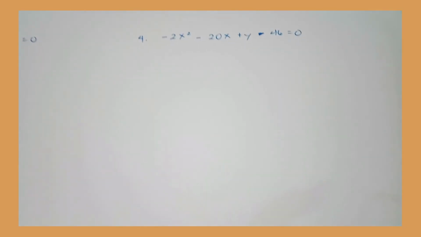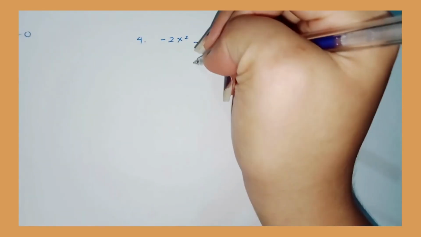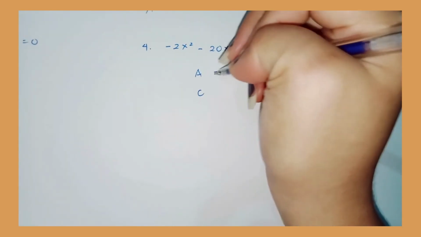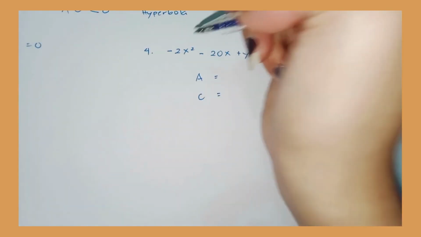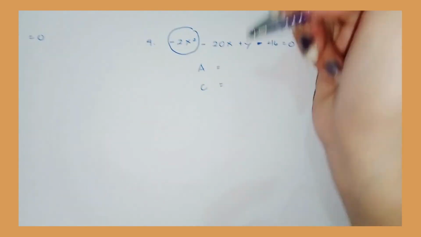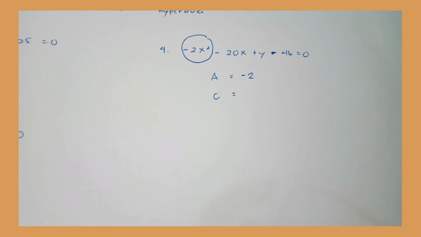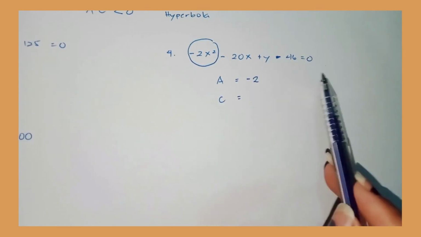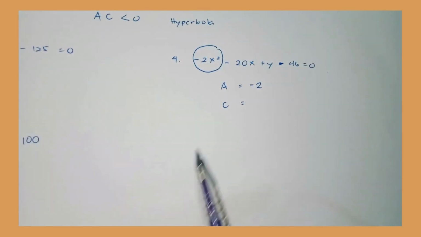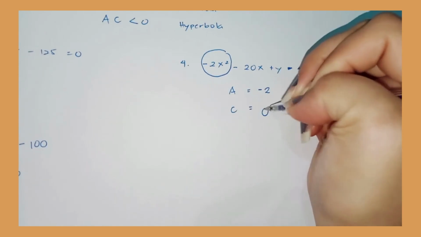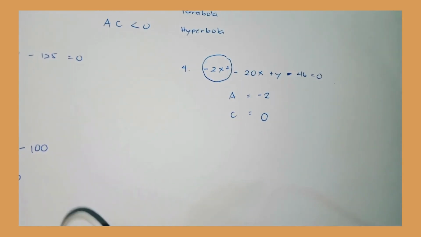Number 4, we have negative 2x squared, negative 20x plus y, negative 46 is equal to 0. Again, we need to determine the value of A and C. Ano yung A natin? A, yun yung kasama ni x squared, which is negative 2. Yung C naman natin, yun yung kasama ni y squared. Pero kung mapapansin ninyo, wala tayong y squared. So, meaning, yung C natin ay 0. Kasi wala namang y squared.